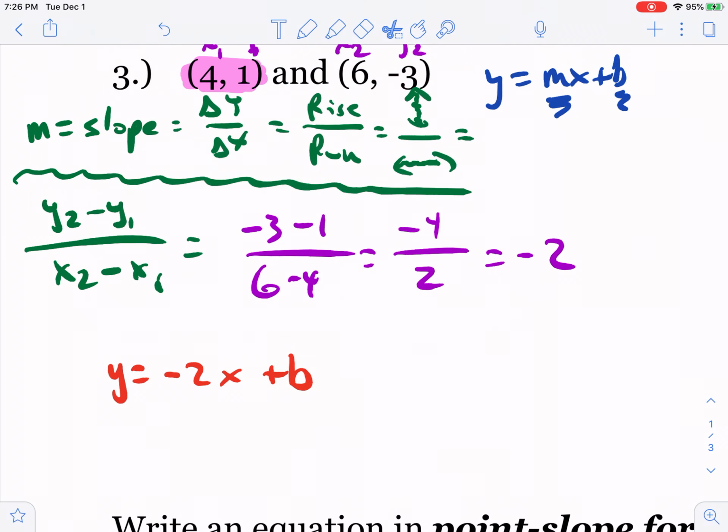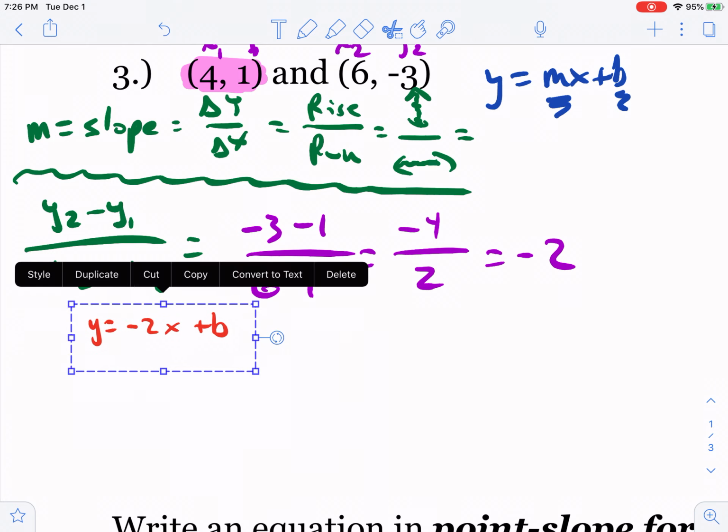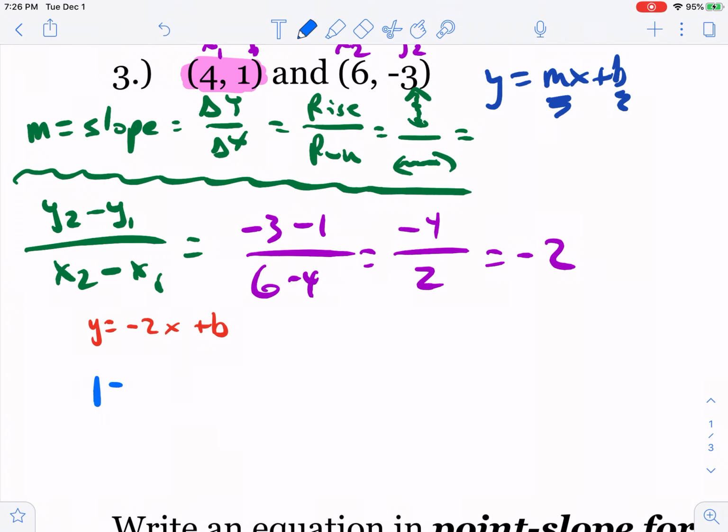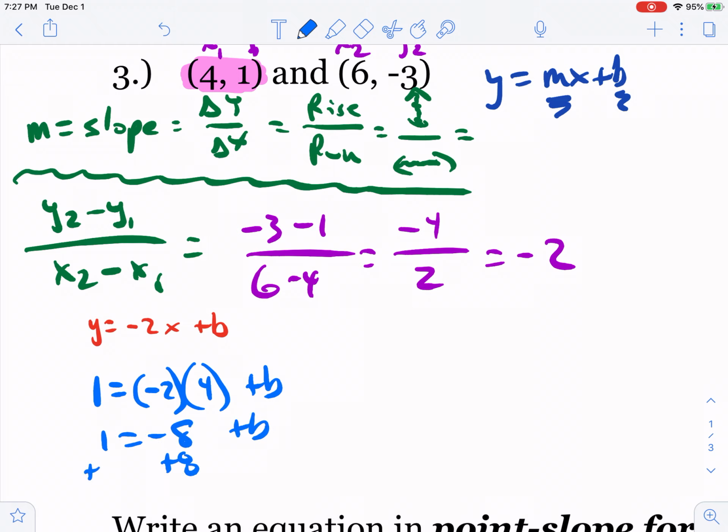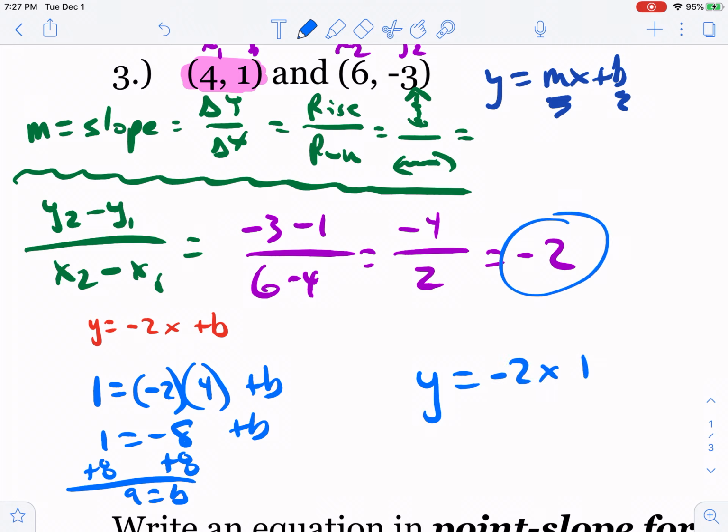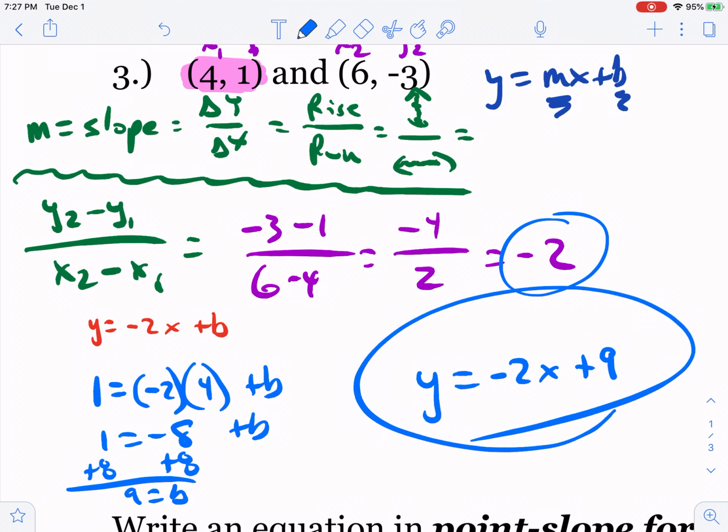Let me cut and paste this. Just move this up a little bit. 1 equals negative 2 times 4 plus b. 1 equals negative 8 plus b. Add 8. And you get 9 equals b. Am I done? Almost. Y equals, what's the slope? The slope is negative 2x plus 9. And that's how you write it.